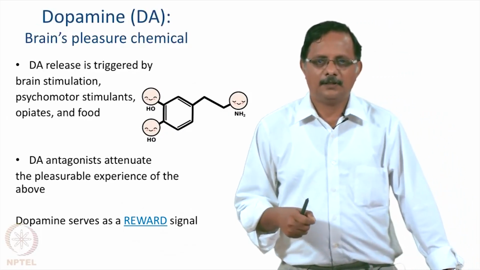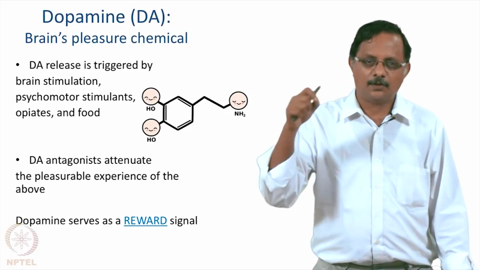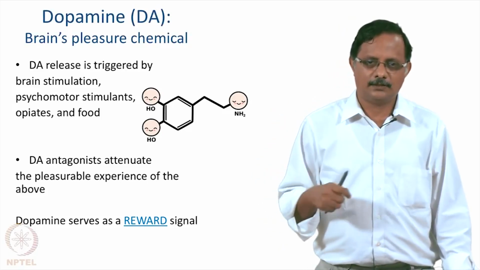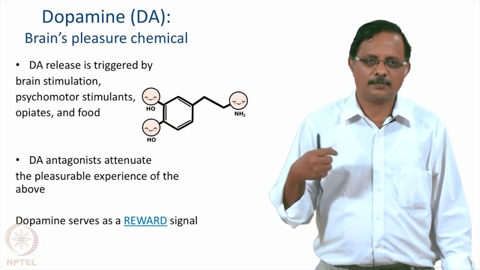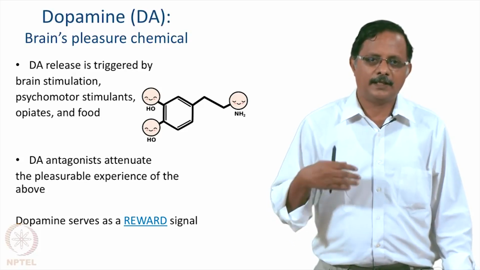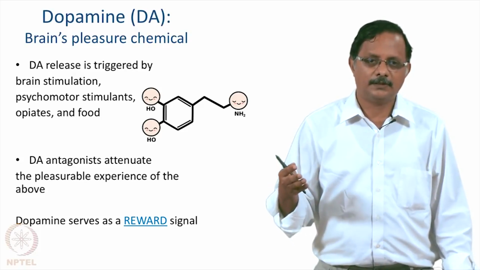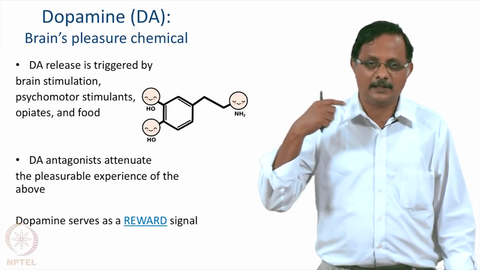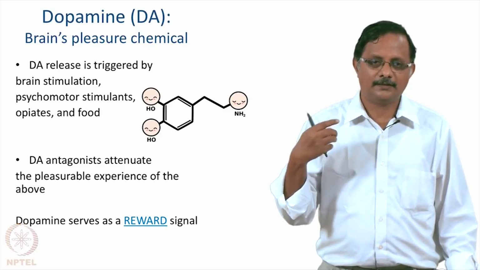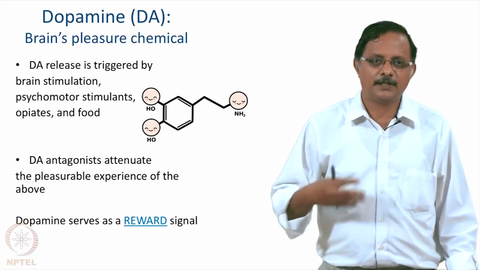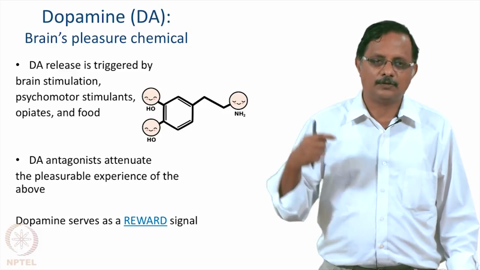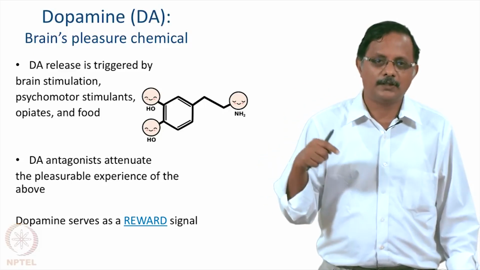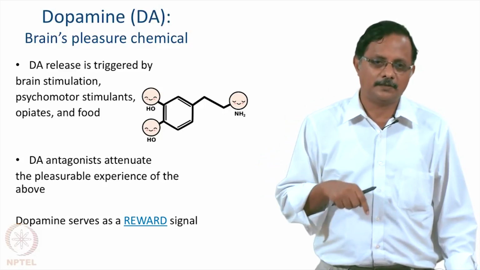An important chemical which plays a lot of coordinating role in the process of basal ganglia is dopamine. It is called the brain's pleasure chemical. It is released by brain stimulation. For example, there are these pleasure centers in the brain which, when stimulated electrically by placing an electrode, can give a sense of pleasure. The person feels happy if you can somehow place a wire electrode in that part of the brain and pass current in that part of the brain.